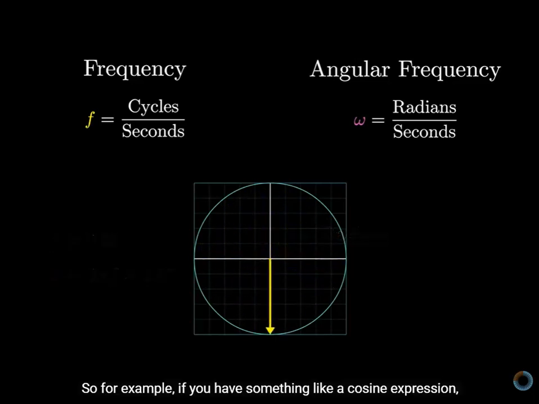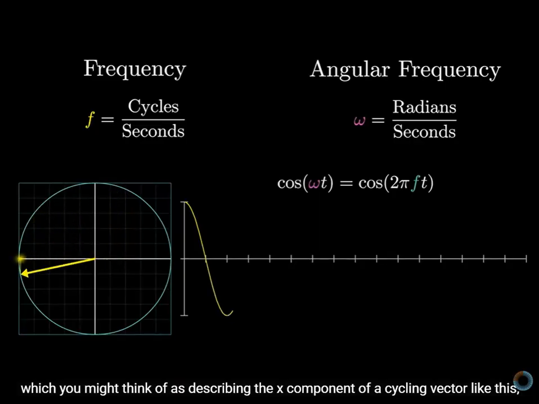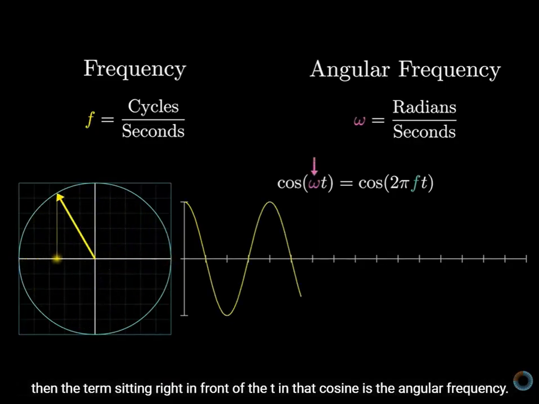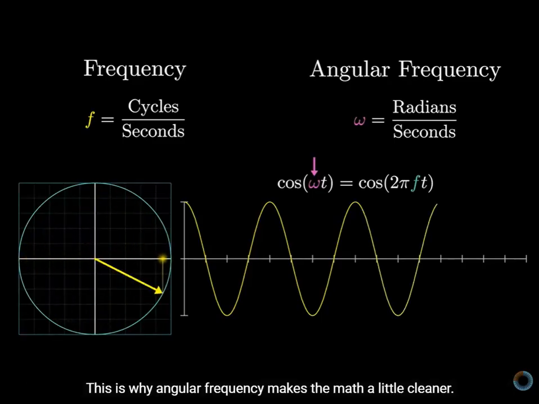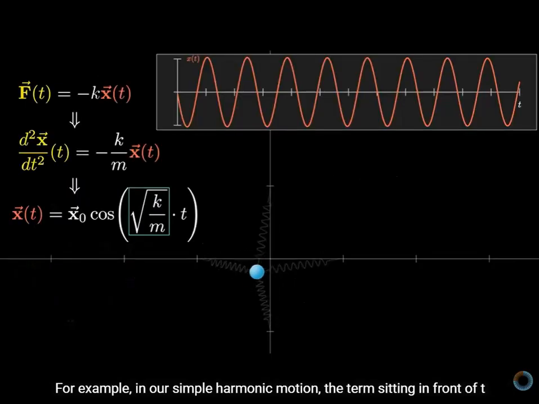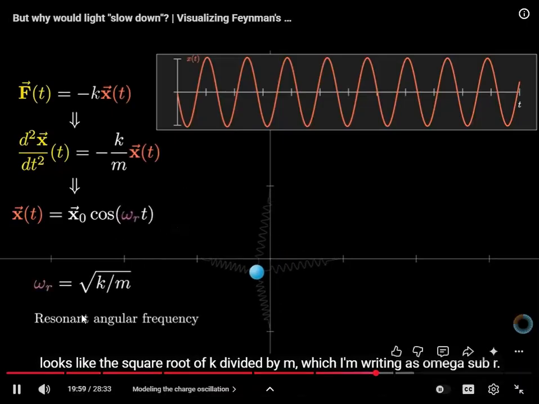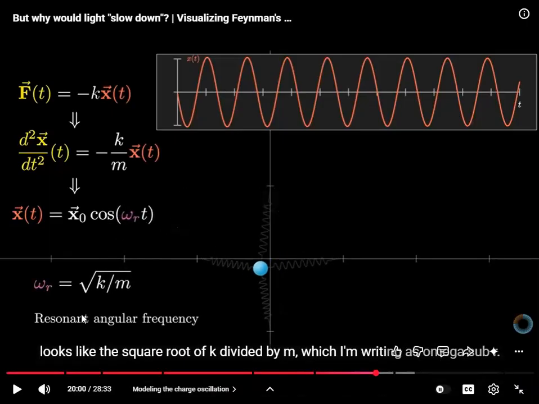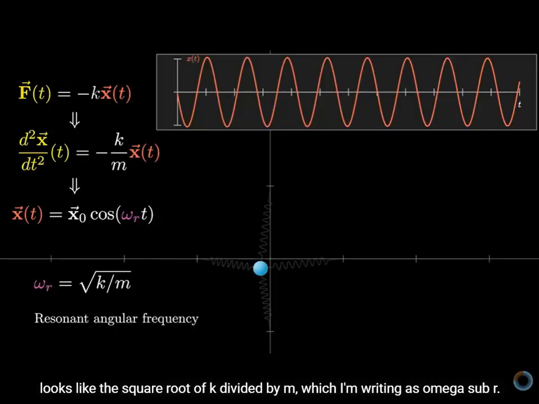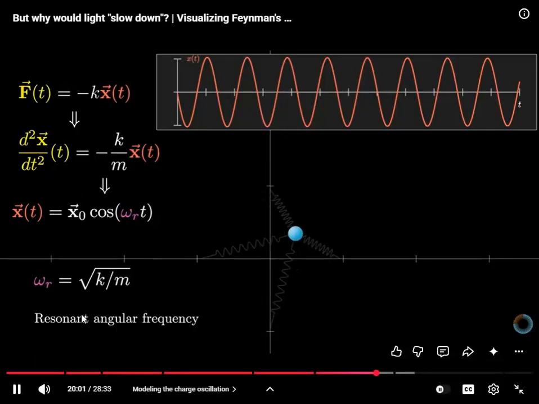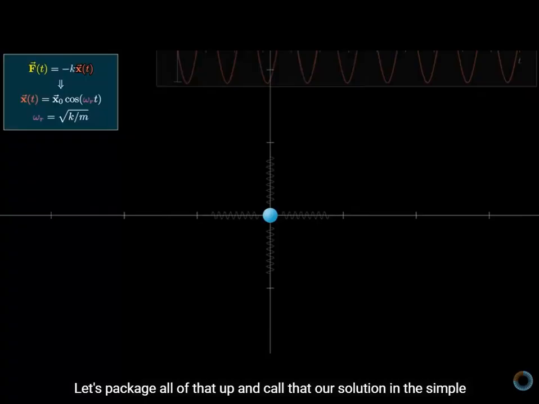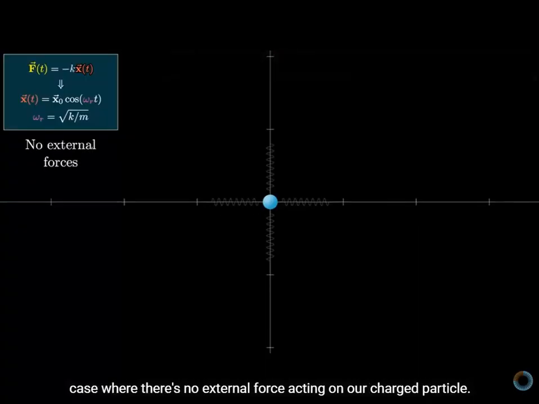So for example, if you have something like a cosine expression, which you might think of as describing the x component of a cycling vector like this, then the term sitting right in front of the t in that cosine is the angular frequency. This is why angular frequency makes the math a little cleaner. For example, in our simple harmonic motion, the term sitting in front of t looks like the square root of k divided by m, which I'll be writing as omega sub r. Let's package all of that up and call that our solution in the simple case where there's no external force acting on our charged particle.